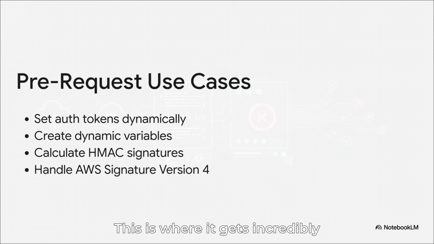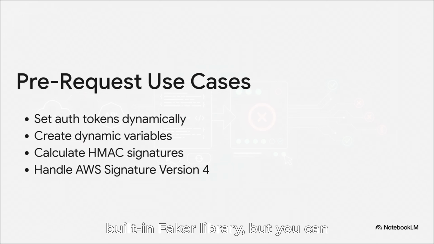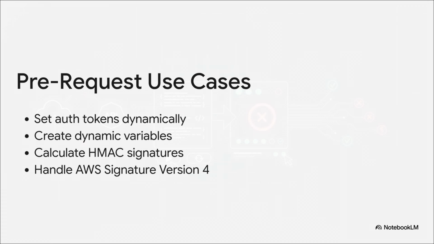This is where it gets incredibly powerful for modern security environments. Sure, you can use these scripts to clear variables or set simple dynamic timestamps with the built-in Faker library, but you can go so much deeper. You can leverage the built-in Crypto.js library to calculate secure, dynamic HMAC signatures, or even handle wild, complex workflows like AWS Signature version 4 on the fly. No more calculating that stuff manually for every single call.